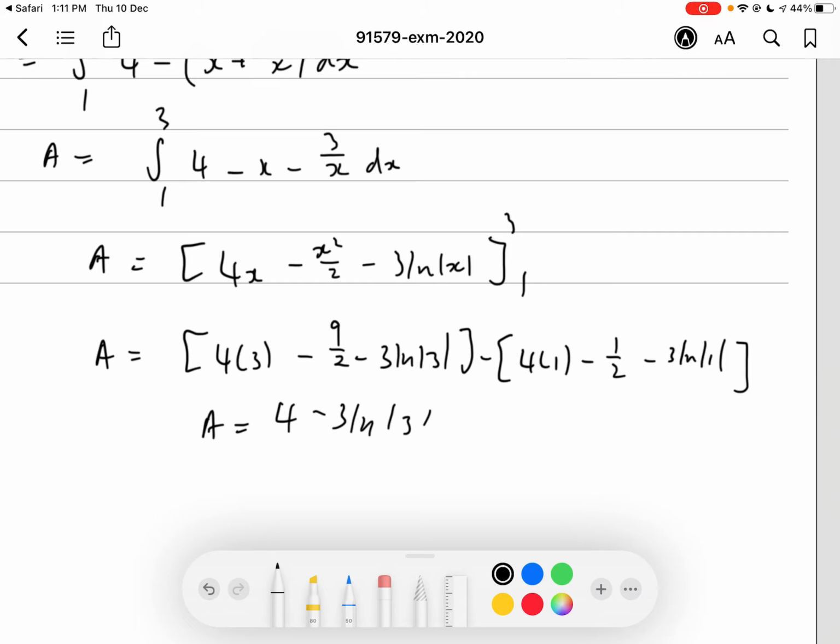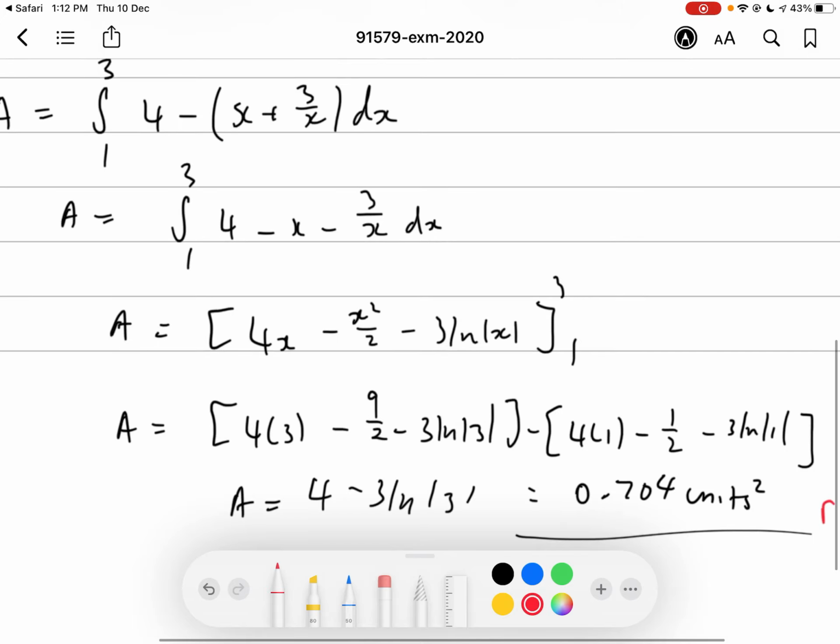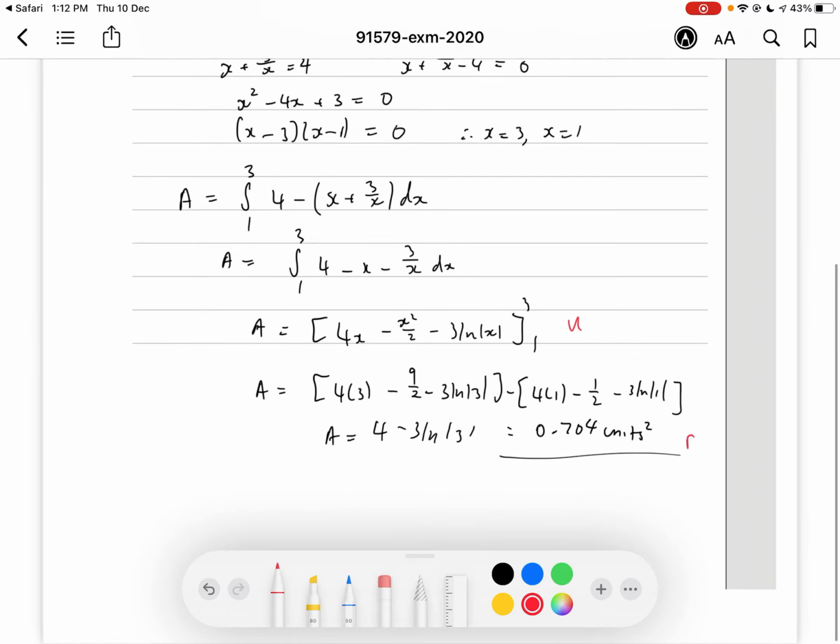And that should give us an area of 0.704 units squared. And that should be our final answer for this question. This should be a merit level question. To get an achieved, if you can get up to the correct integration, you should be getting an achieved.